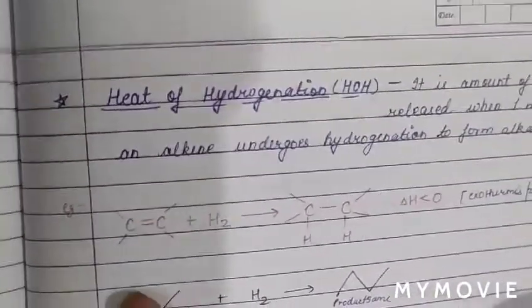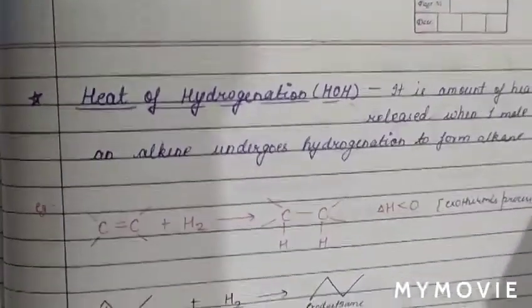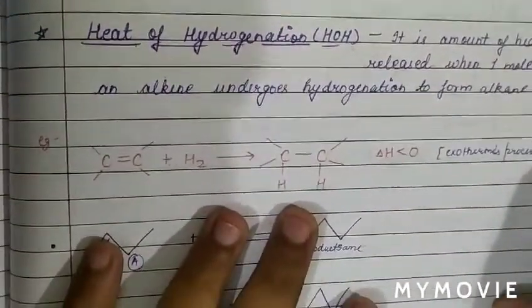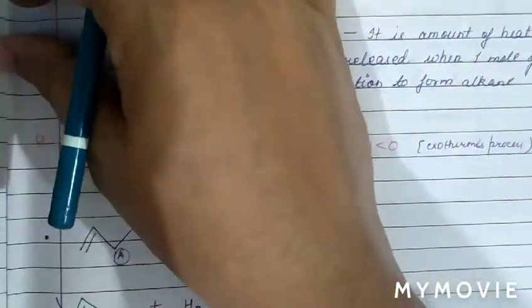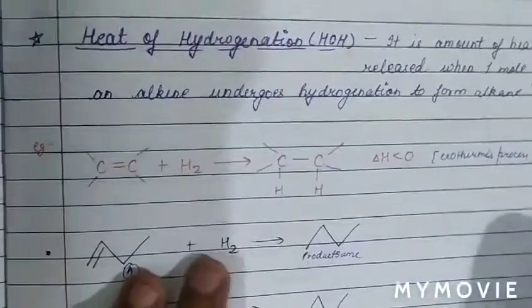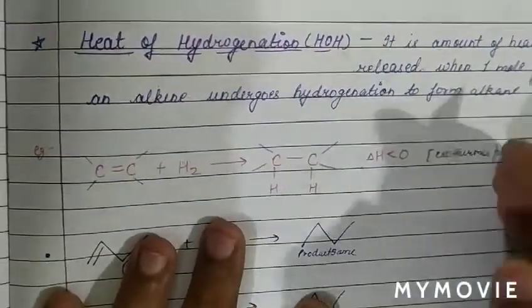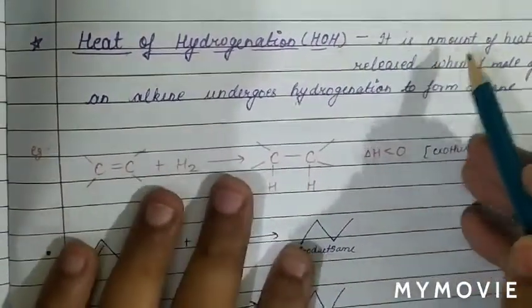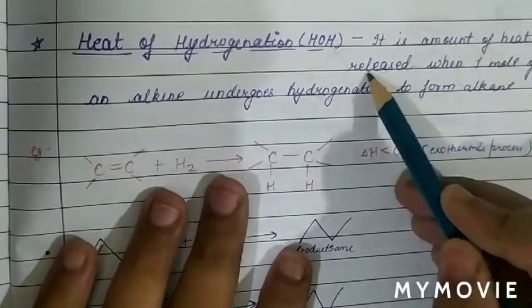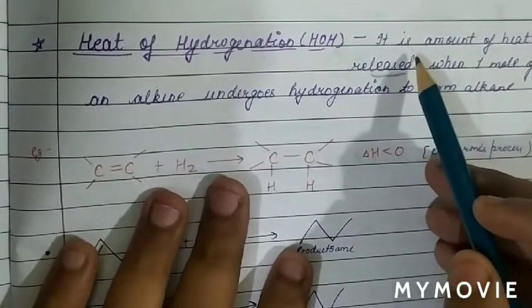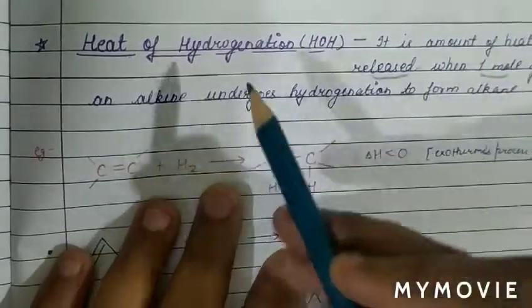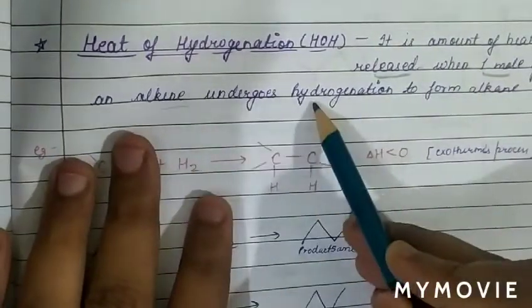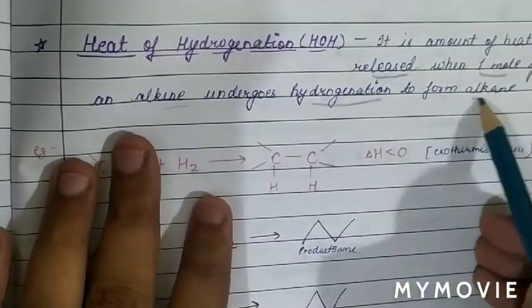Now we are going to discuss our next topic on the basis of stability of alkenes, which is heat of hydrogenation. See, what is heat of hydrogenation? Heat of hydrogenation is the amount of heat released when 1 mole of an alkene undergoes hydrogenation.